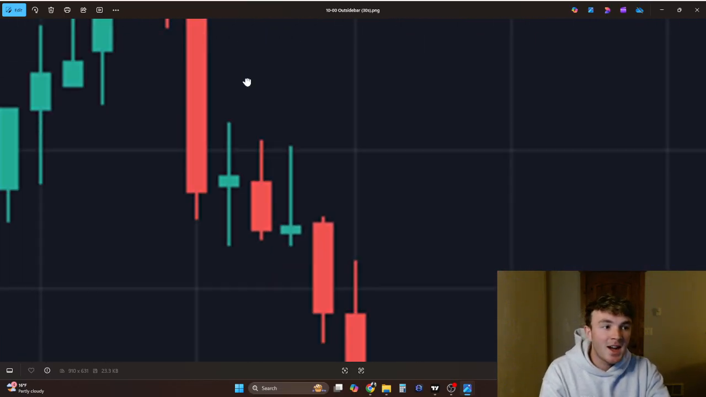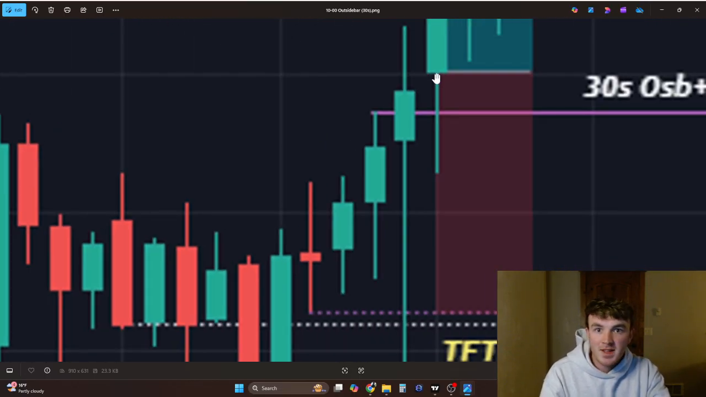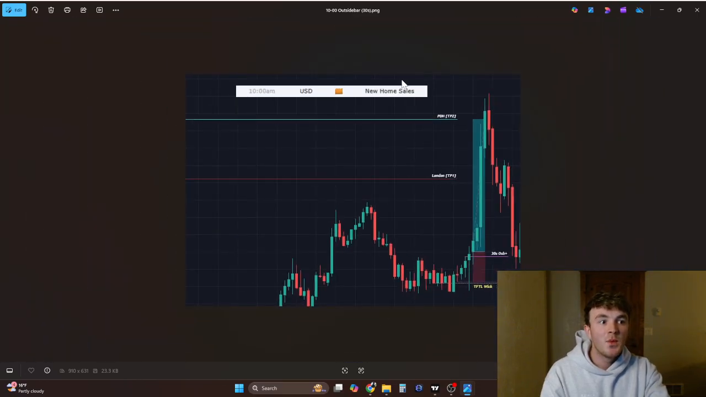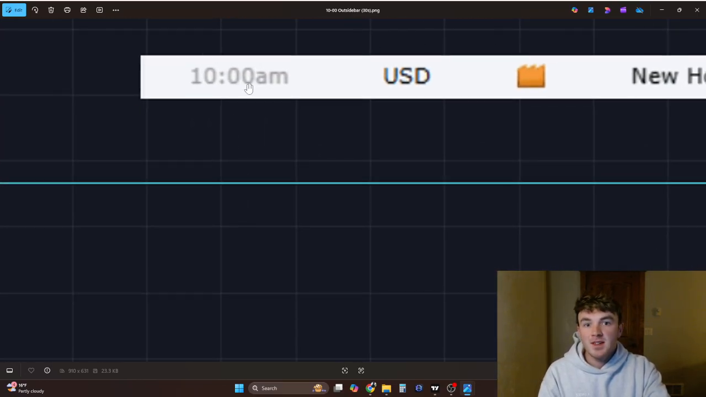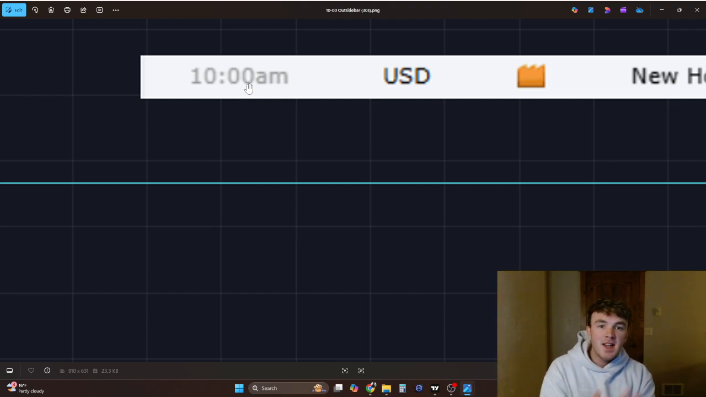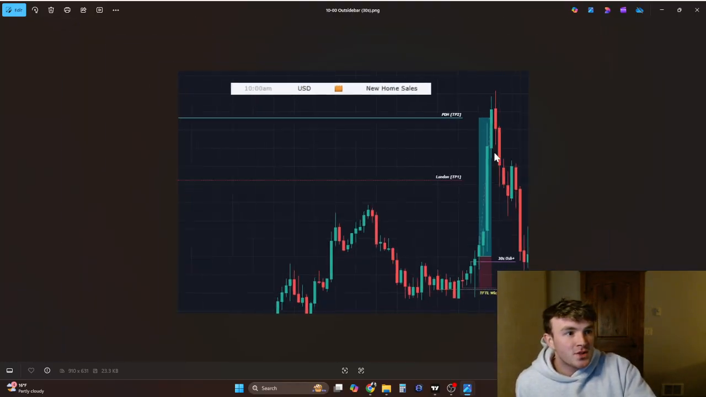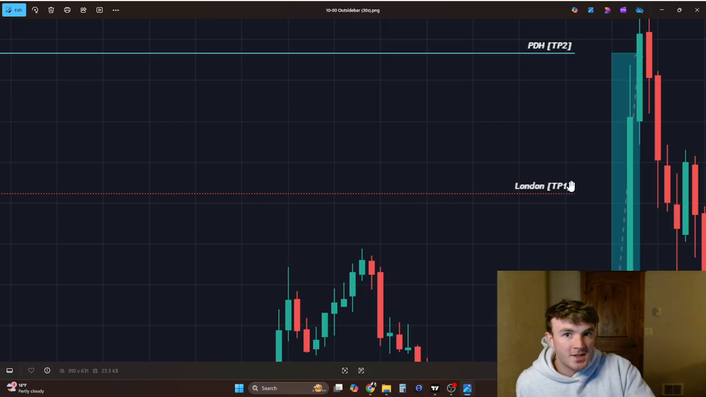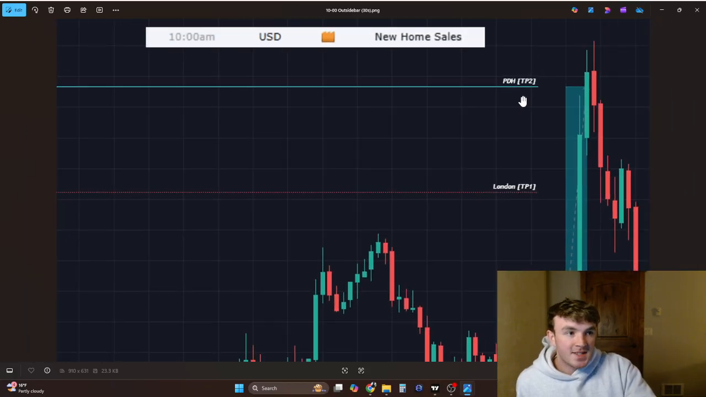And what time did this occur at? Exactly 10 a.m. It occurred right at 10 a.m., which is exactly when your orange folder new home sales news came out. Is that a coincidence that the entry for this really high probability trade occurred right at 10 a.m.? No. Right towards our draw on liquidity, which was first London high and then previous day's high.